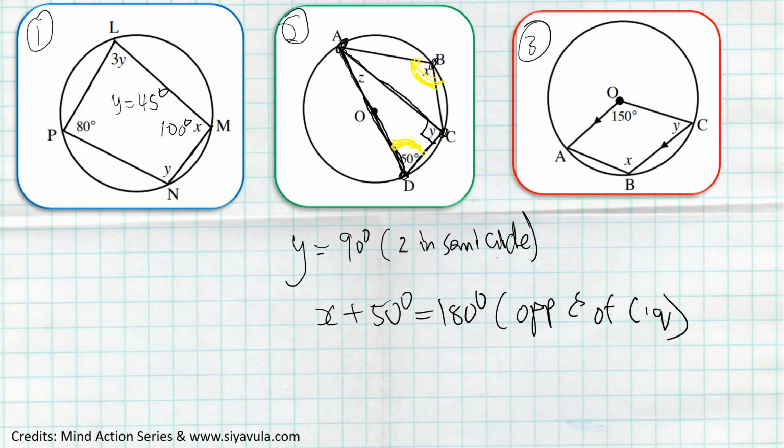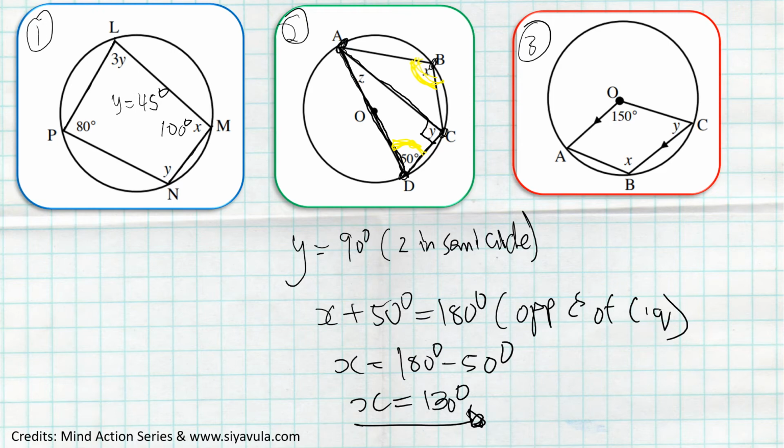Of a cyclic quad. Okay, so to solve for x, we're just going to transpose, and our x will be equal to what? 130 degrees. So x will be equal to 130 degrees there.